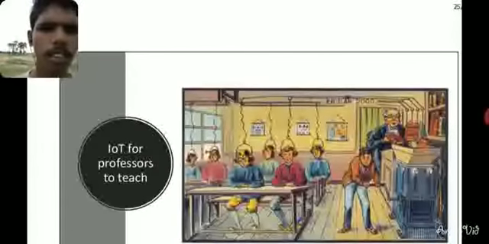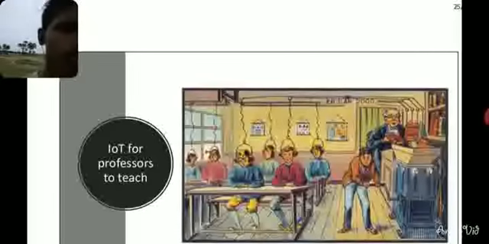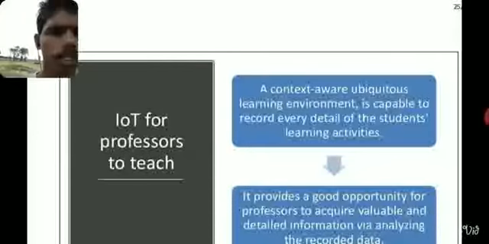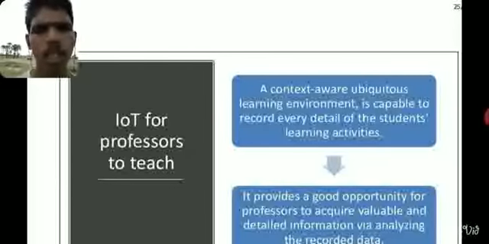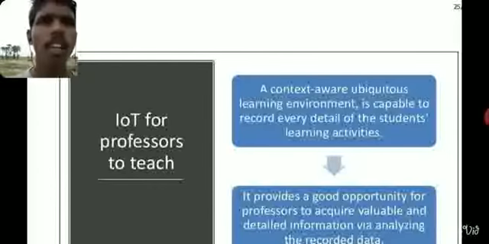IoT for professors to teach. A context-aware ubiquitous learning environment is capable of recording every detail of students' learning activities. It will reduce a lot of time to take the attendance, because we can directly take it through the student ID cards. Before entering the room they can scan it, and they are allowed in. So it will take very little time to take the attendance. It will save some time.